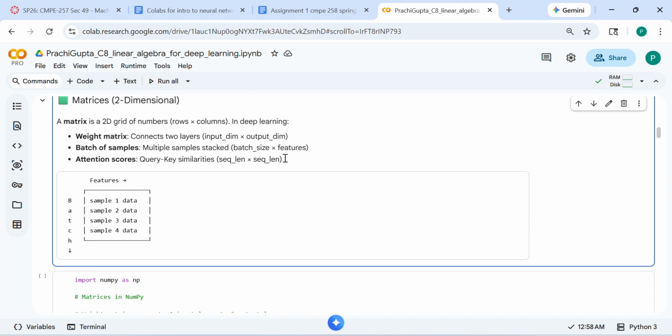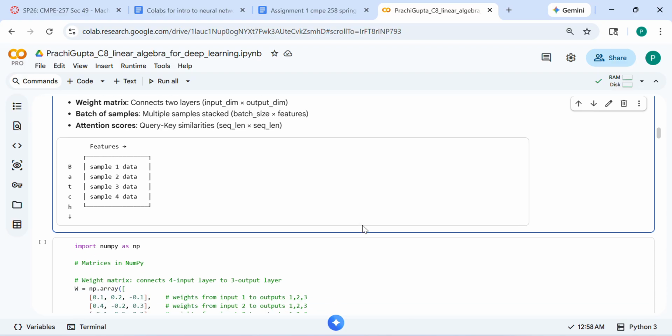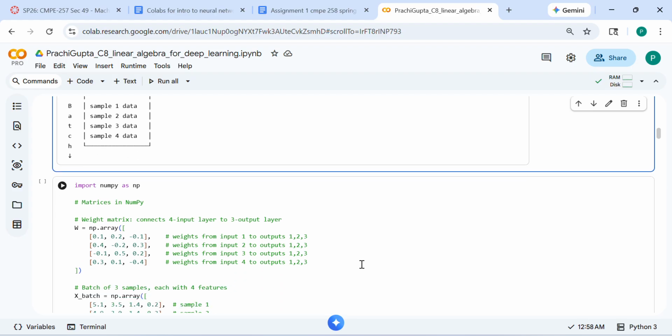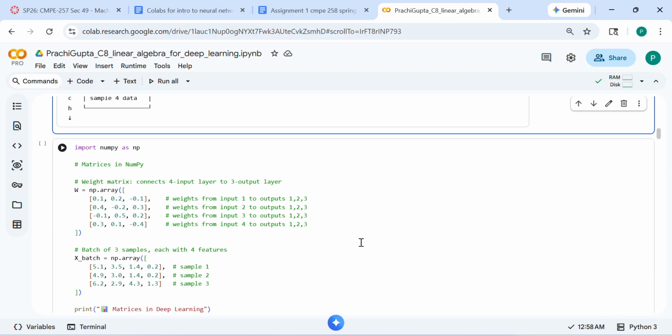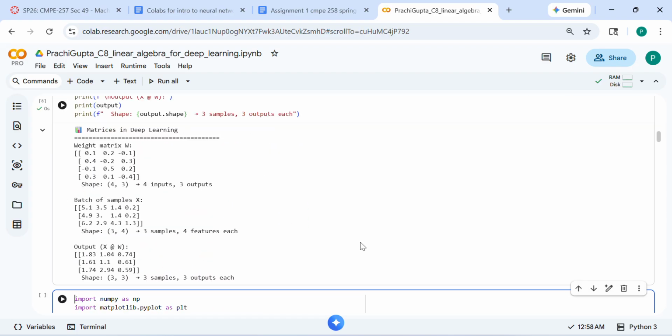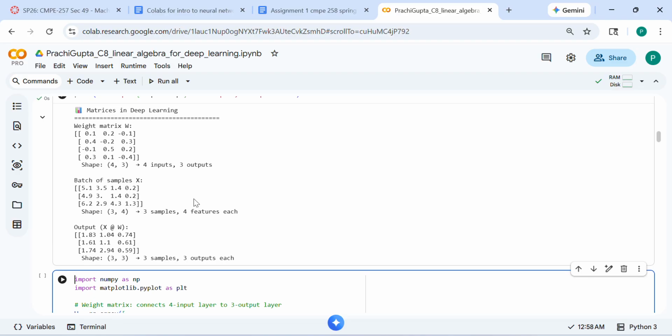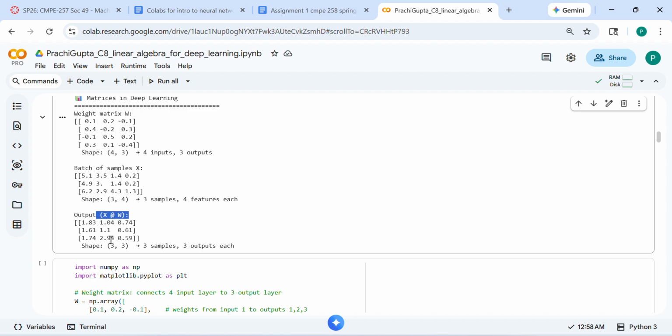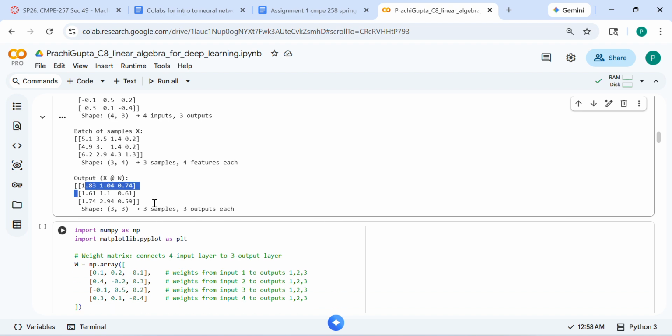Now moving towards the 2D matrices, this is where we move from individual logic to industrial scale processing. A matrix can represent a layer's weights and a whole batch of data. When we calculate x @ w, we are transforming an entire batch of data in one go. So I'll just run this matrices code. If you see, we have this weight matrix, we have this batch sample, we do x @ w, and this is what we get as output.